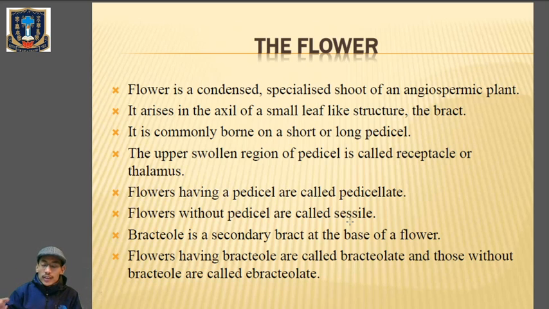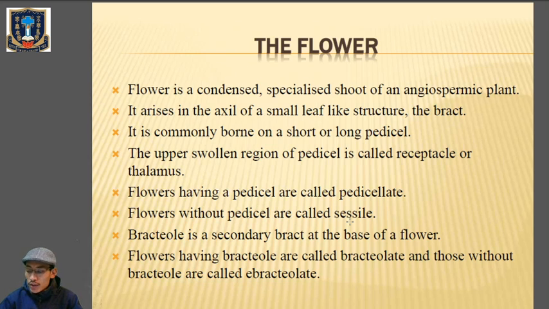So what is the actual definition of a flower? Because all of us have seen a flower. What is the main definition of a flower? Generally, a flower is a condensed specialized shoot of an angiospermic plant. Angiospermic plant means the angiosperms. And it arises from the axil of a small leaf-like structure which is called the bract.